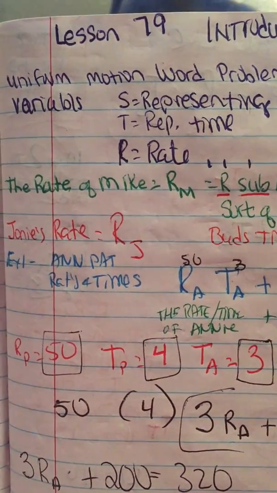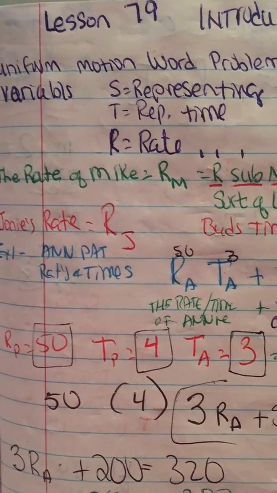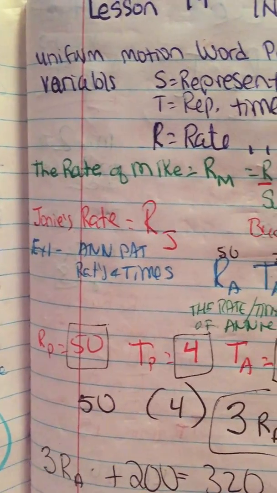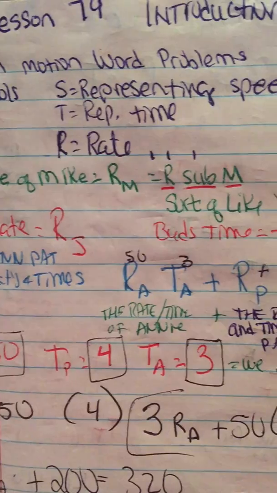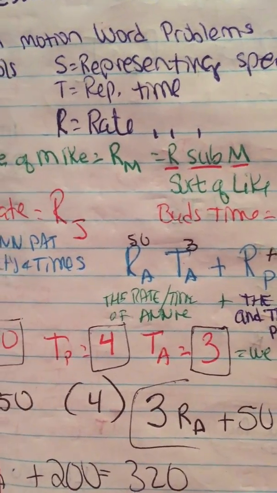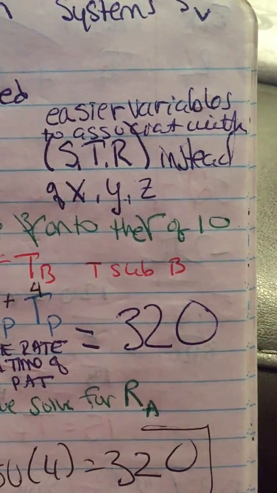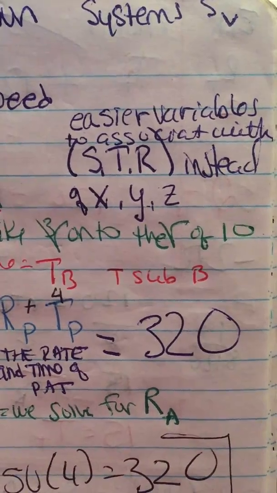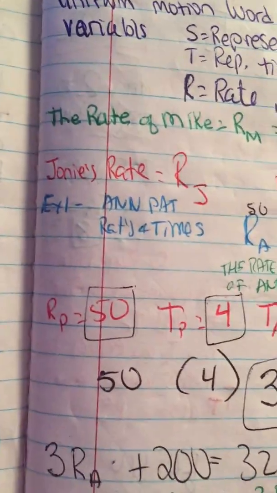Okay, so uniform motion word problems is what we are actually doing here. The variables, like S would represent speed, and T would represent time, and R would represent rate. S, T, and R are easier values than X, Y, Z because they're associated with what they're representing.